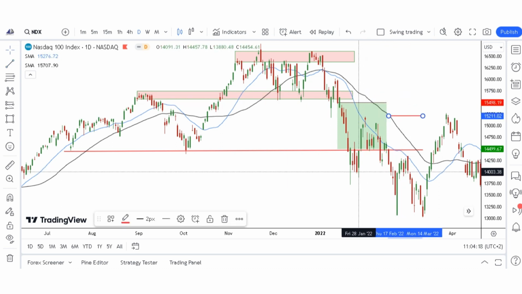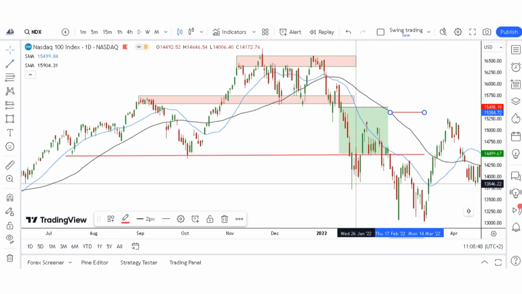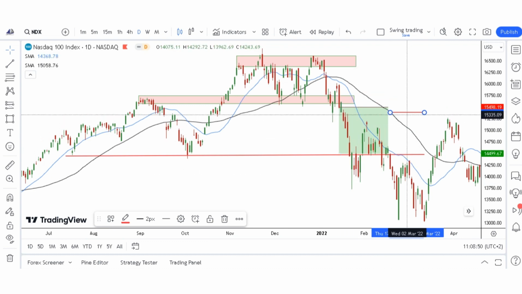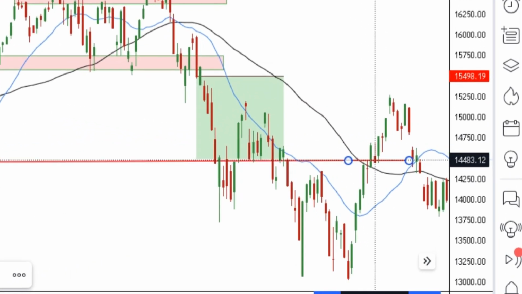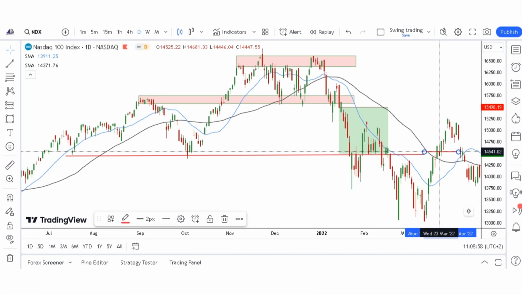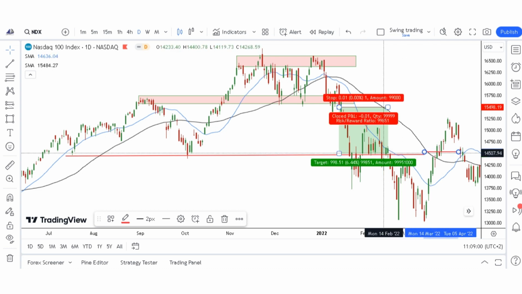Later on, after it hit the first target, it reached the second target as well at 14,000, which was also a support level. We trailed our stop loss again, and eventually we got stopped out at around 14,550. This gave us a profit of about 6.5%, which was again more than 1.6 to 1, risk to reward ratio.